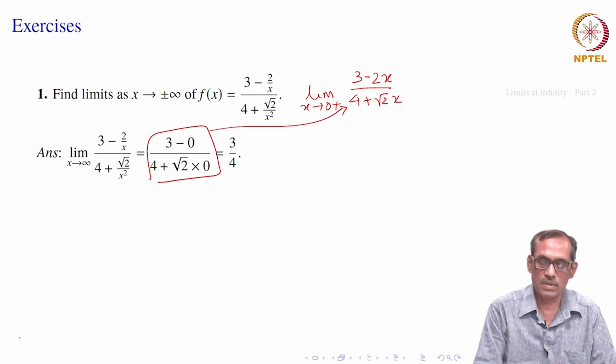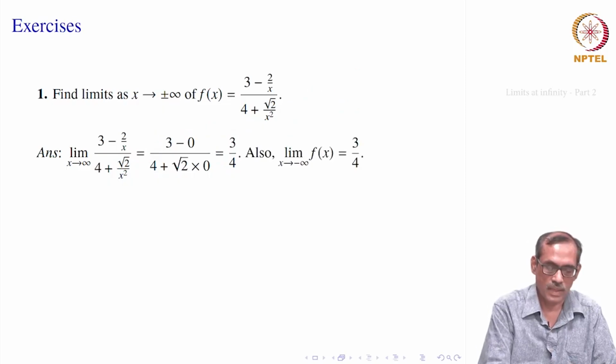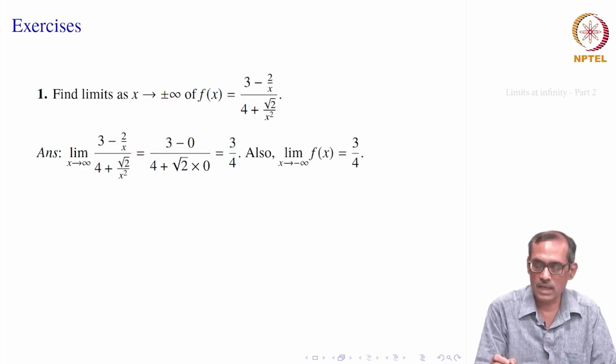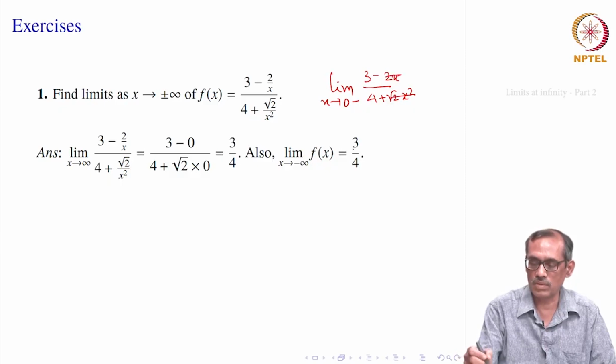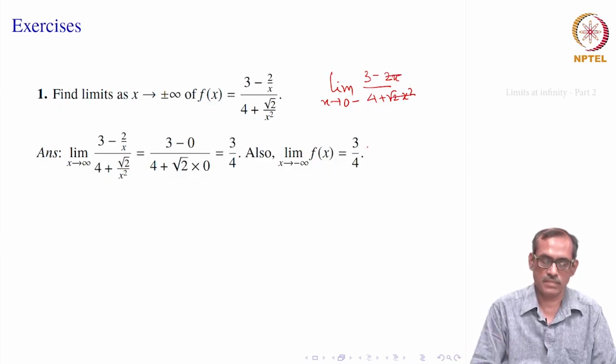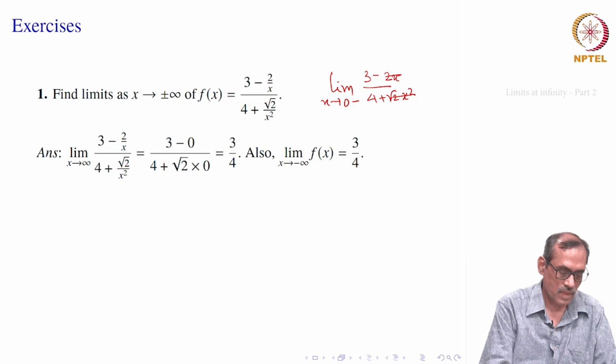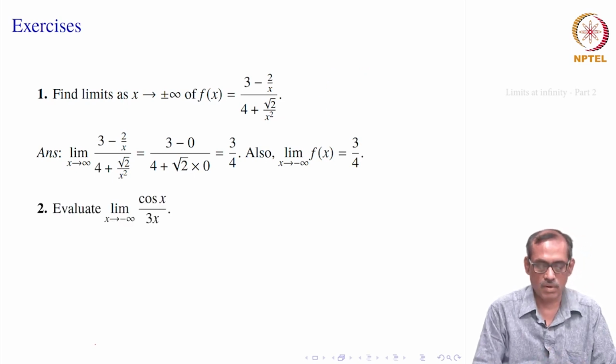Okay, so, what about x goes to minus infinity? Again it is similar, because this would give you limit x goes to 0 minus and (3 minus 2 x) divided by (4 plus root 2 x square). So, that also makes it 0, and you get 3 by 4. That is easy.